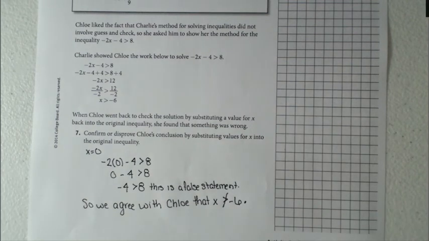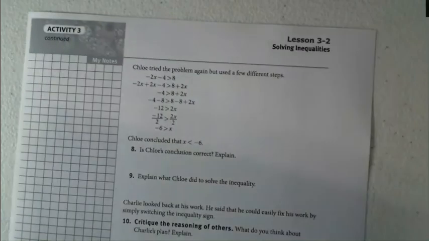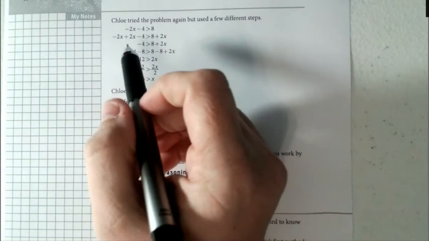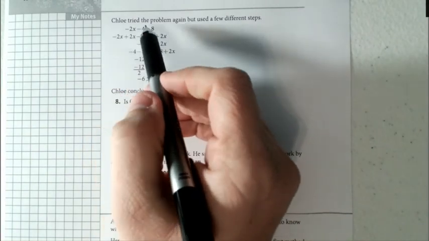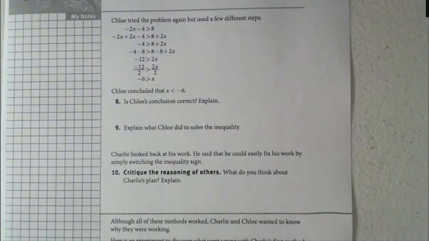In the next question, we will be looking at number 8. This is still in section 2 of this lesson. Question 8 says, Chloe tried the problem again, but used a few different steps.